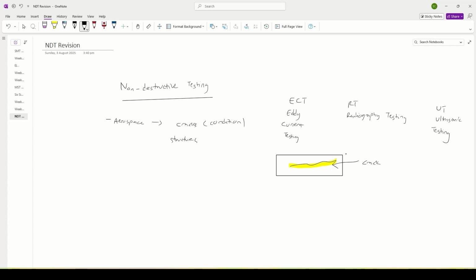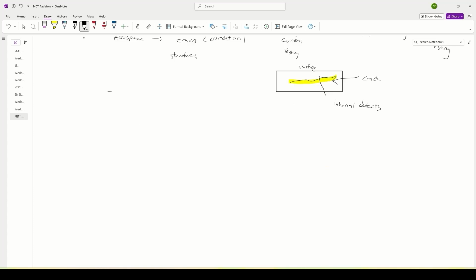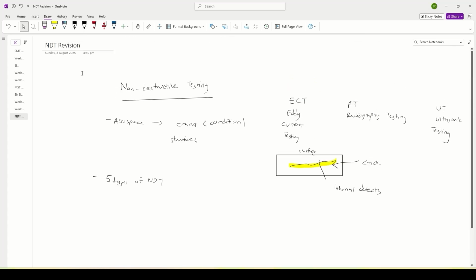the surface. So this is the surface of the material that we are testing, and this is what we call an internal defect. So there are 5 types of NDT. This is what is most commonly used in the industry. And other than aerospace, there can also be welding checks.